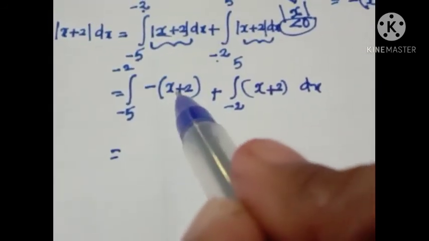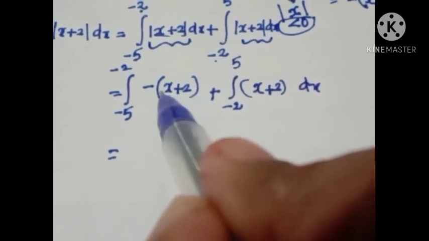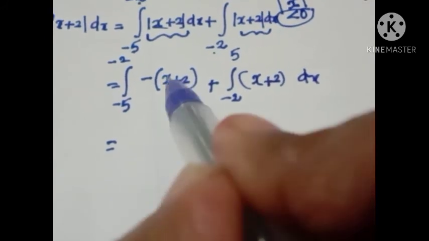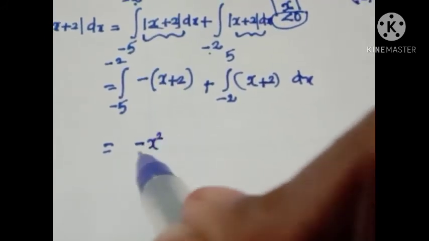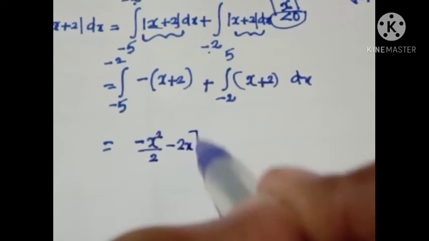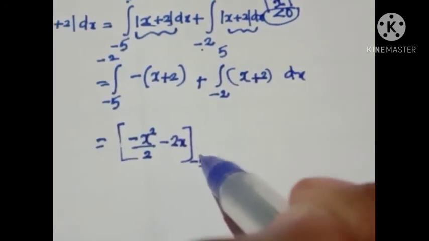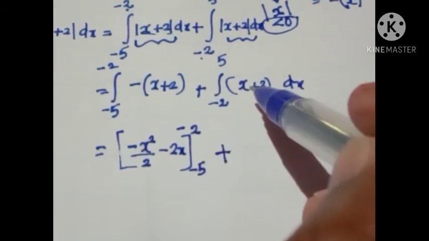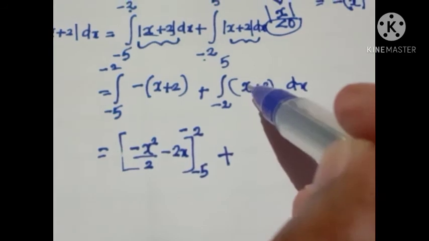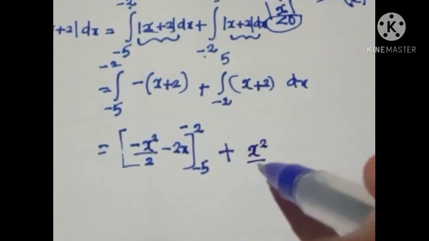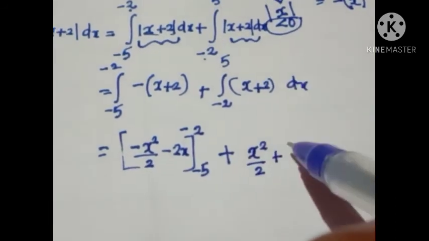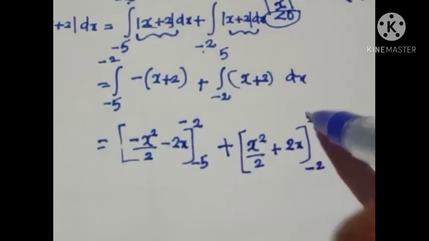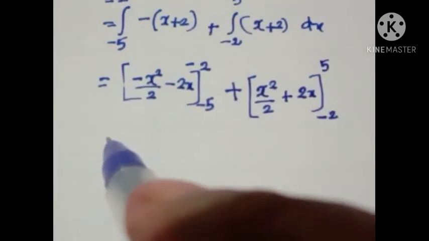Now, integrate minus of x plus 2. We can consider minus x minus 2 and then integrate. So, this becomes minus x square by 2 minus 2x within the limits minus 5 to minus 2. Plus, similarly, integrate x plus 2. Integral of x is x square by 2 plus integral of 2 is 2x within the limit minus 2 to 5. Now apply the limit separately.